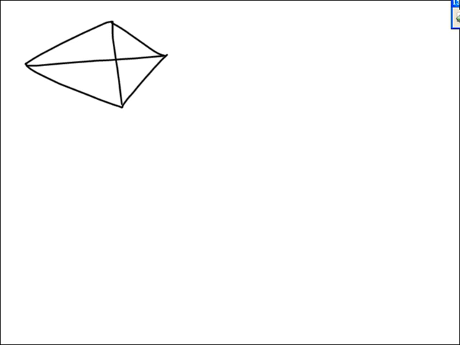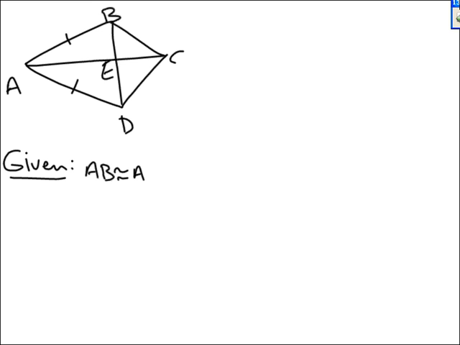Okay. Suppose we have this figure. Looks like a kite. I'll naturally call it A, B, C, D, and E. And there are some things that are given. We're given that AB and AD are congruent. We're given that BC and DC are congruent.